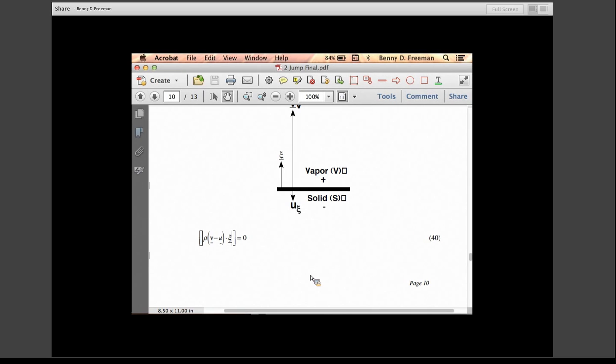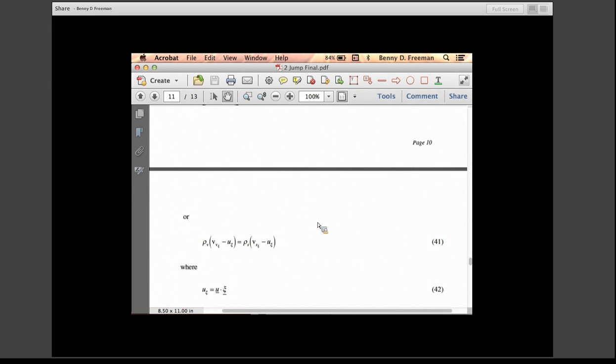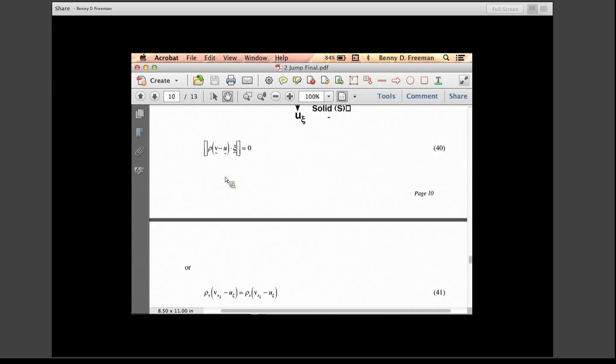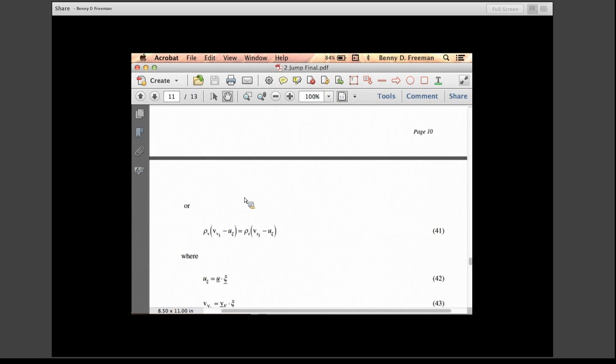We're going to consider the vapor to be the plus phase and the solid to be the minus phase. And if we expand this term and take the dot product of the unit normal with the velocity, I'm going to pick out the velocity of the vapor and the interface velocity that are in the direction of xc.